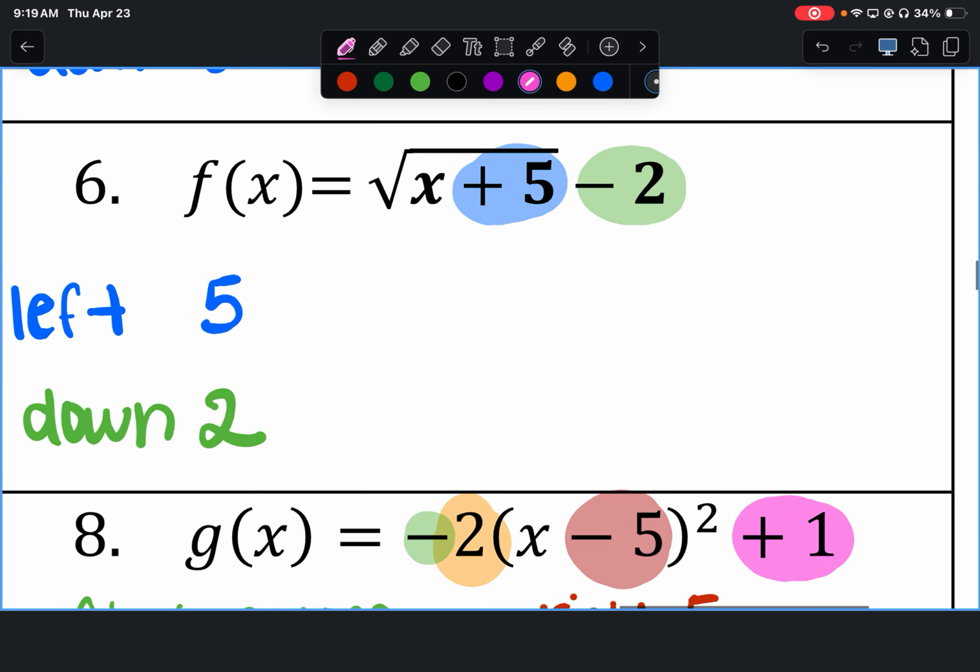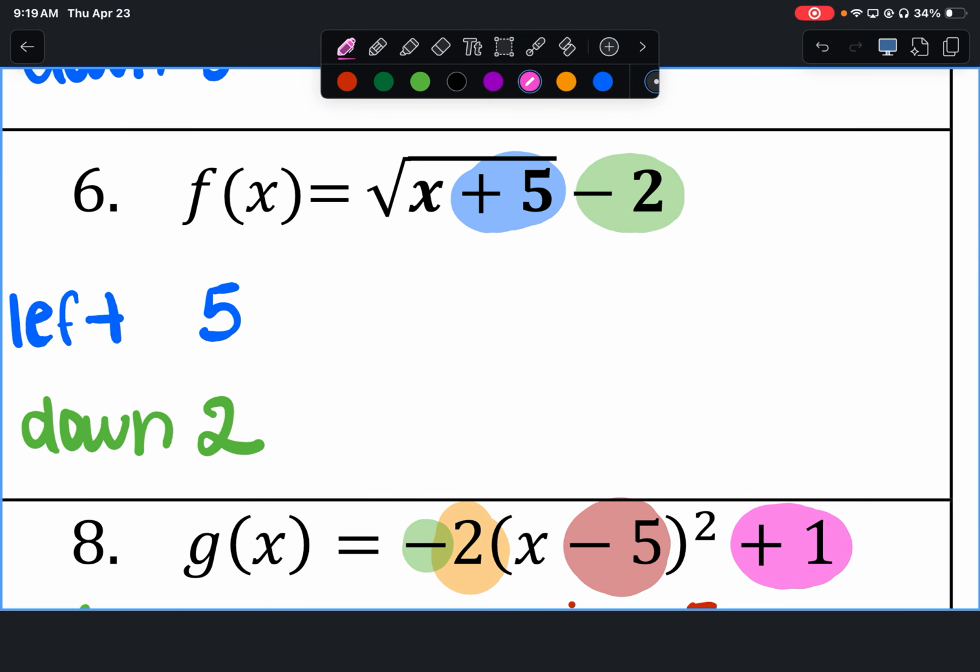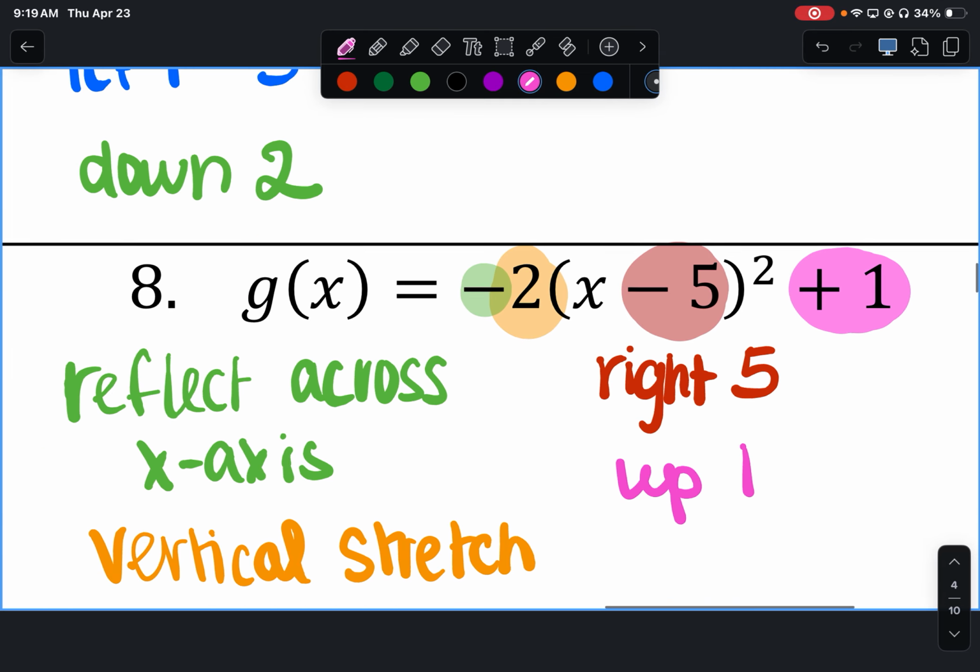For number 7, what transformations happen for number 7? A reflection across the x-axis. Yep. Right 5, up 1. Okay, so those are our transformations.